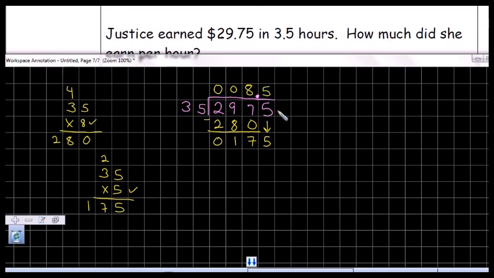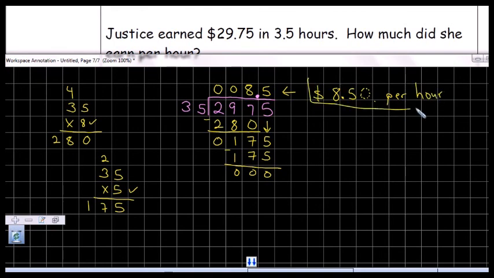So I'm going to put the 5 right there, and 5 times 35 gave me 175. So when I do my subtraction, I can stop because my remainder is 0. So this is my quotient, and this is how much money. $8.05. No, you have to put a 0 behind there, and that's $8.50 per hour. That's how much Justice earned at whatever she's doing.